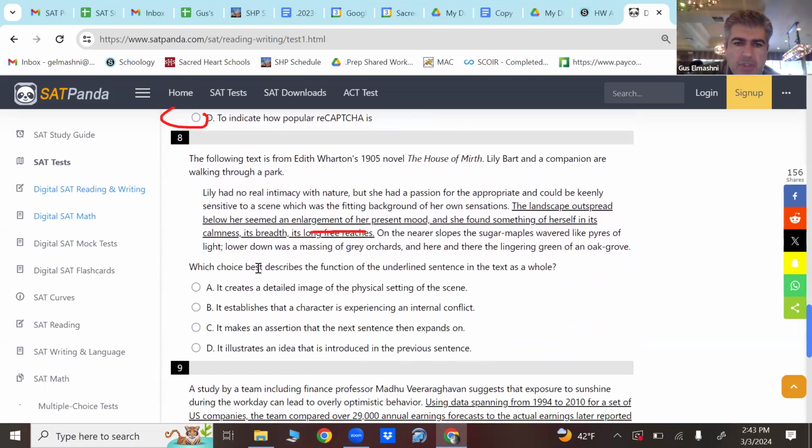And then let's try this one here. So a slightly different question. Which choice best describes the function of the underlined sentence in the text as a whole? We want the function of it.